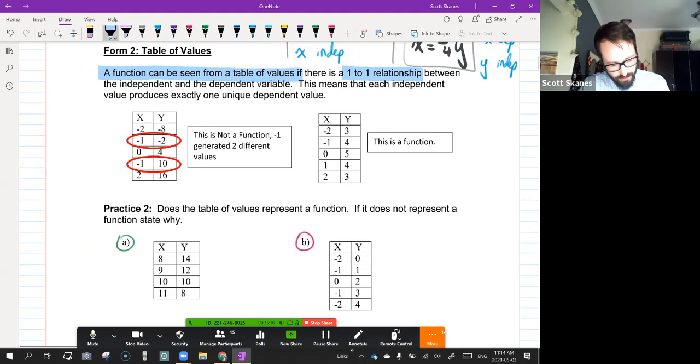So let's look at this table here. I know this was already done in the notes, but I want to do it clearly. Think about the number -2. If I put the number -2 into this magic function machine, what number should it spit out? Well, it tells me it's going to spit out -8. Are there any other numbers here that it's giving me for -2? It looks like -2 just gives -8. But if I put in -1, what's it going to give me? It's going to spit out 2 different numbers. It's going to give me a -2 and a 10.